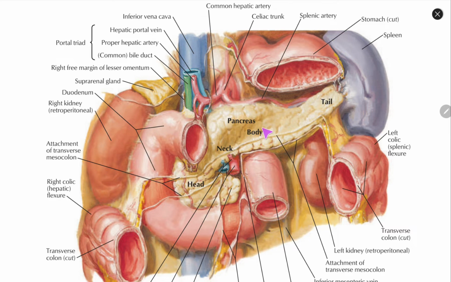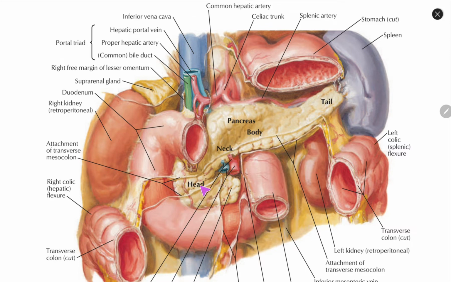So the pancreas can be divided into head, neck, body, and the tail of the pancreas. The head is enlarged and lies within the concavity of the duodenum, whereas the tail reaches to the hilum of the spleen. Now, above the head of the pancreas, the head is the enlarged, flattened right end of the pancreas, situated within the C shaped curve of the duodenum.